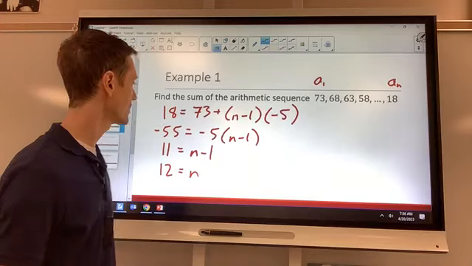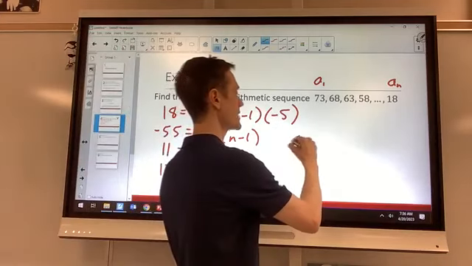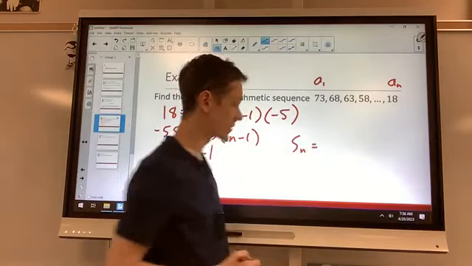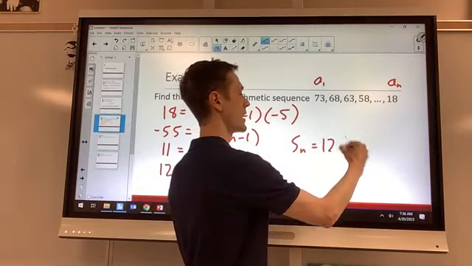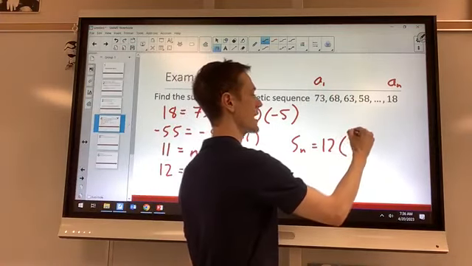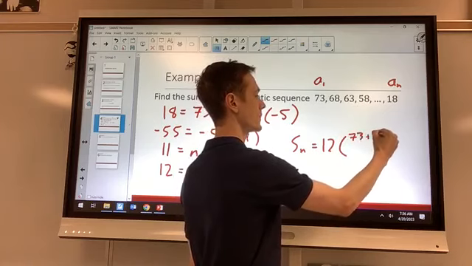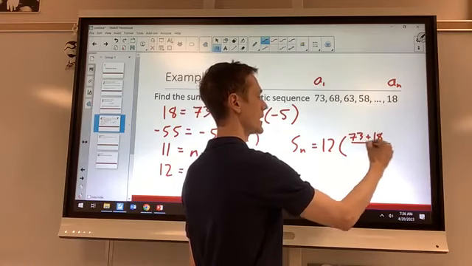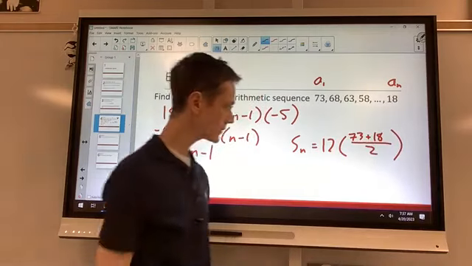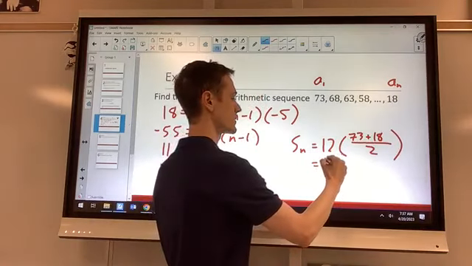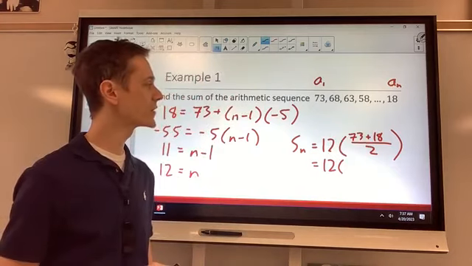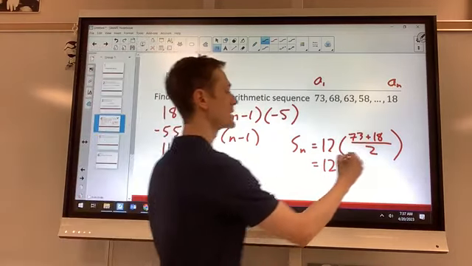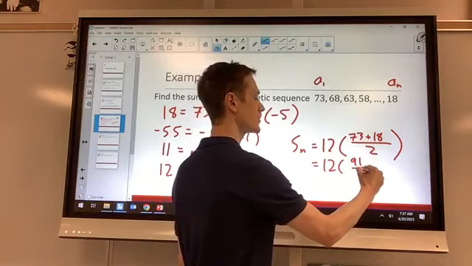So now we need to actually find the sum. So my s sub n, that's the formula for the sum, is going to equal n times the first and the last terms added together and divided by 2. Now, in this case, just to break this down one step at a time, if I add together the 73 and the 18, that's going to be 91 divided by 2.